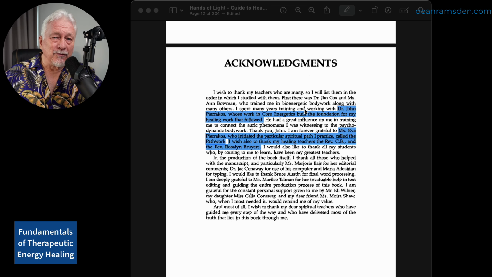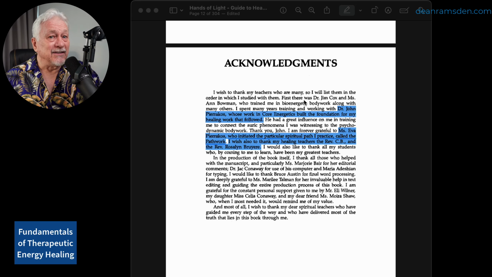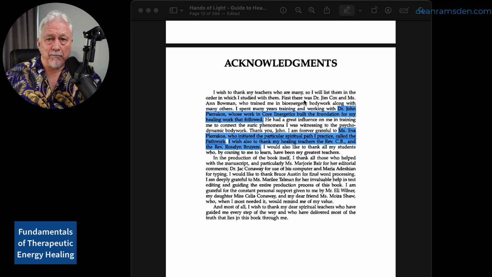As we go through these books, I'll do my best to point out where I think things are helpful and where things can also go awry, where we can actually get into some challenges. But anyway, back to the acknowledgements, the basis for this book, where it's coming from. So we have John Parakos, we have Eva Parakos, who was the medium for the Pathwork Guide lectures.